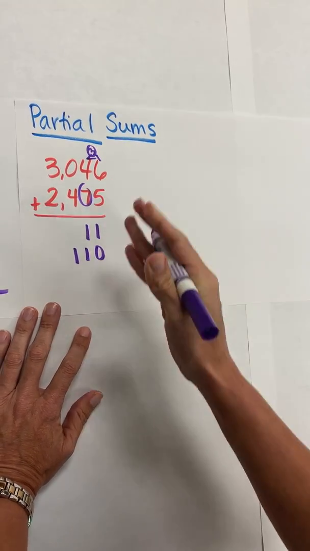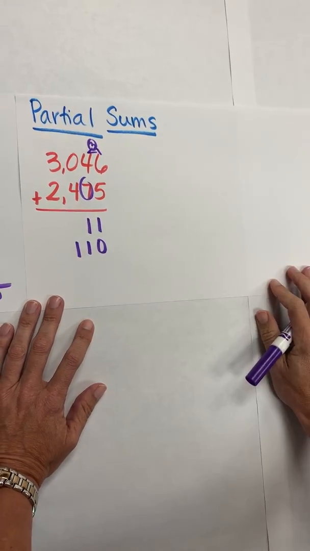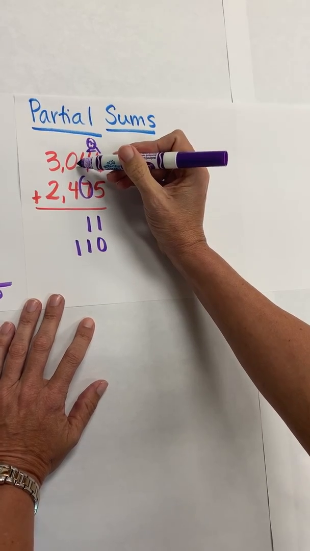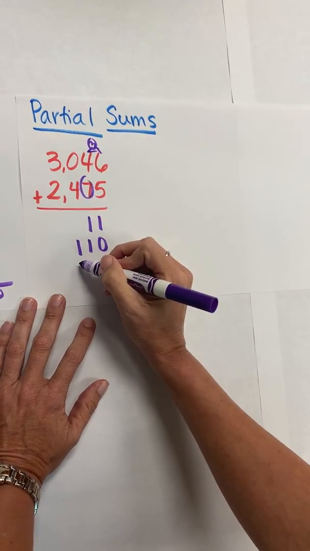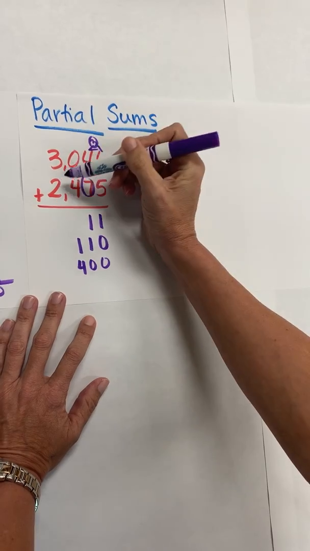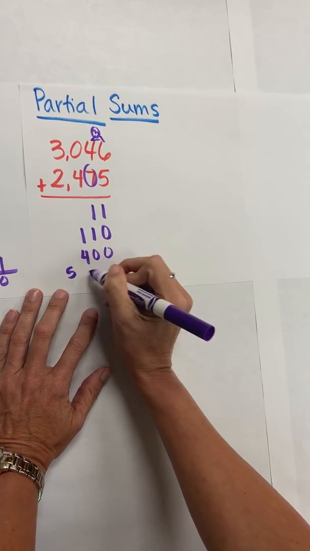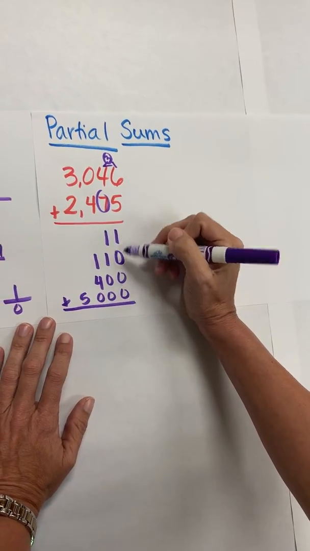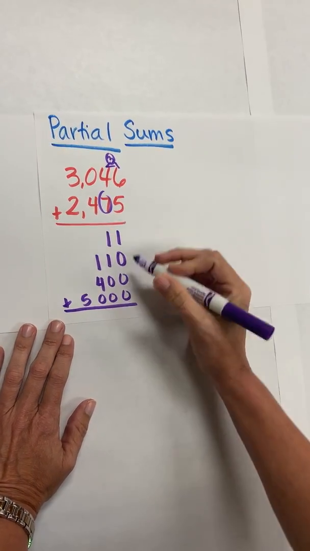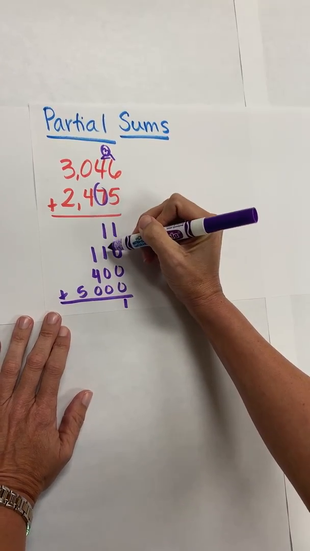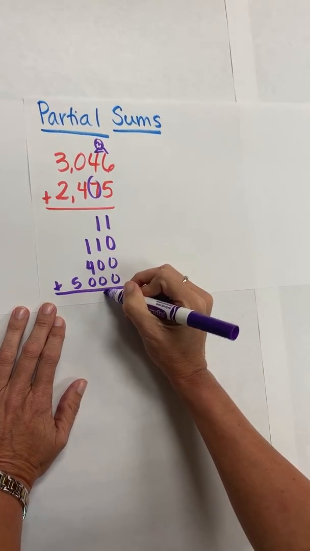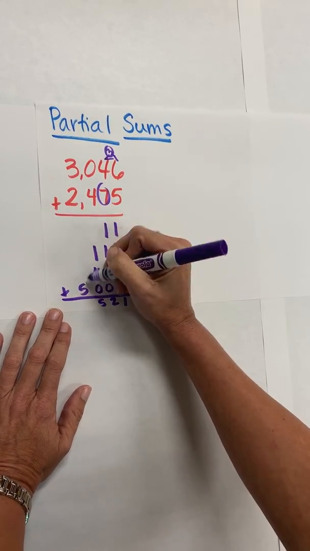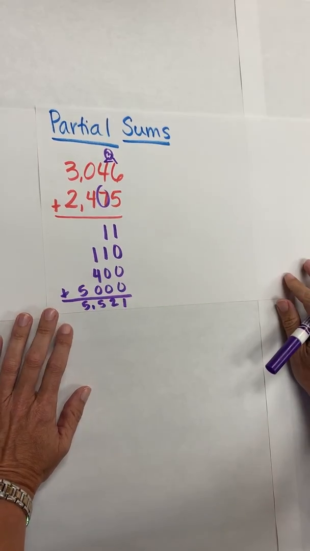Line up the place values. Very important. You could give them lined paper, notebook paper, and have them turn it sideways to help keep the place values lined up. I've got 400 plus 0. Any number plus 0 is that number. So 400, lining up my place values, and 2,000 plus 3,000 is 5,000. Keeping everything lined up. So now I'm going to add 1 plus 0 is 1. I've got 110 plus 110 is 2 tens. And then I've got 100 plus 400 is 500. And then I have just 5,000.